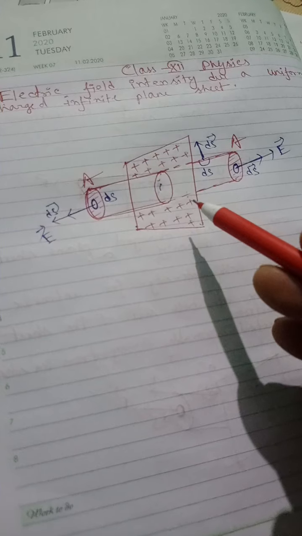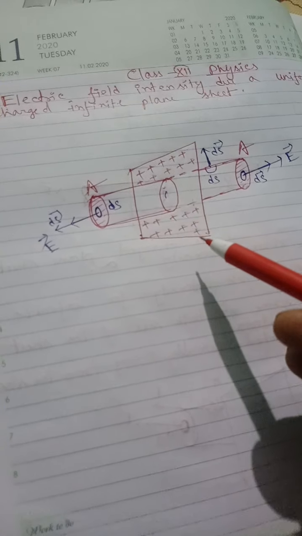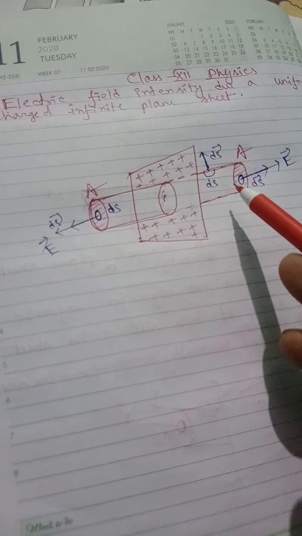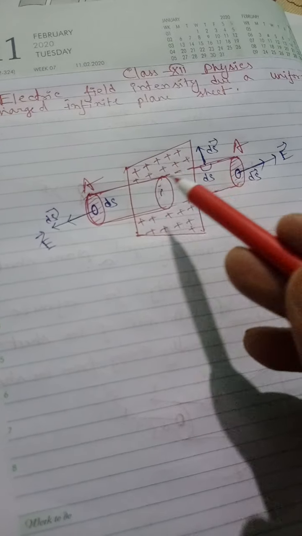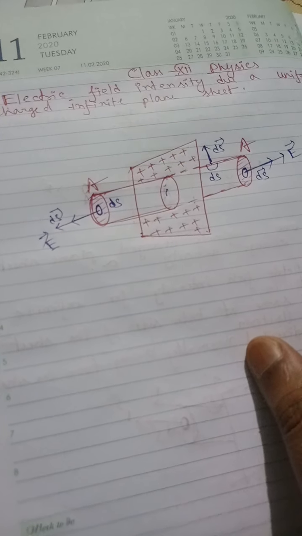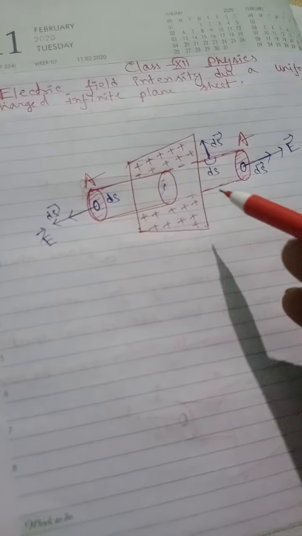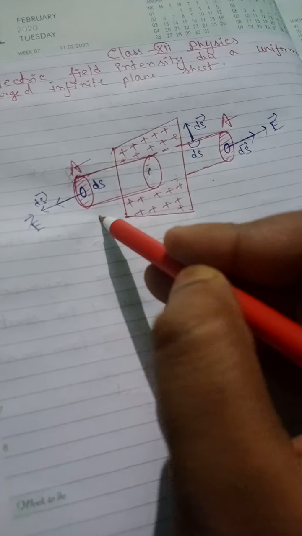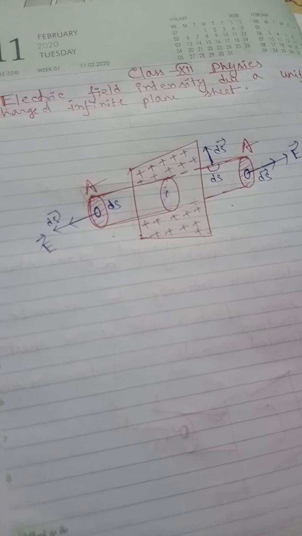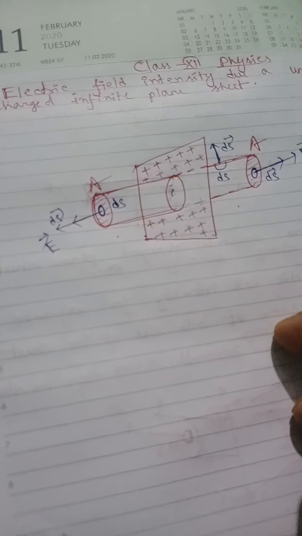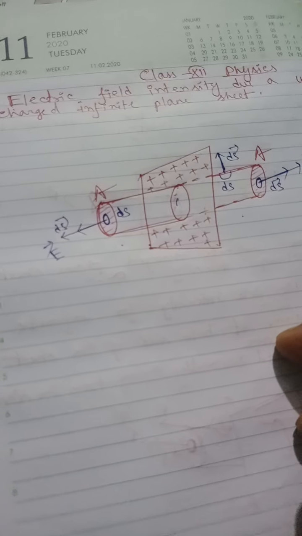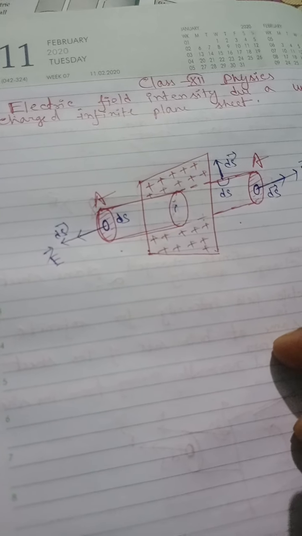the electric field intensity has a few properties for this plane sheet. What are the properties? The electric field intensity on both sides of the plane sheet will be the same. Suppose the electric field intensity at a distance of 2 cm from the sheet along this side and 2 cm at this side, both electric field intensities will be the same. So first, the electric field intensity at both sides of the plane sheet will be the same.